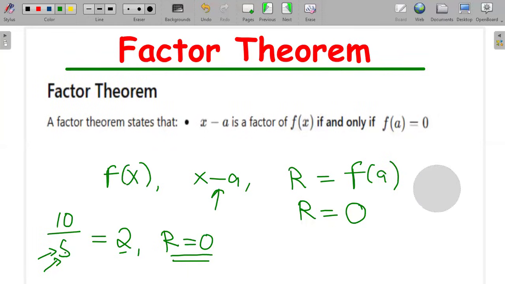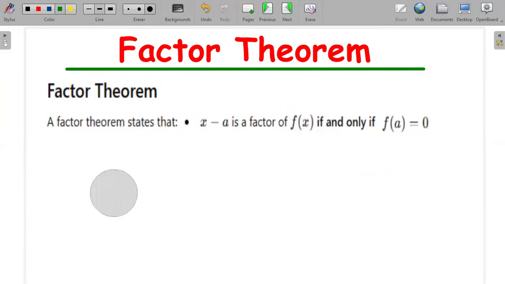So the factor theorem is just an extension of the remainder theorem, meaning that the remainder is just going to be 0. So you can state it mathematically like this. The factor theorem states that if x minus a is a factor of f of x, if and only if f of a is equal to 0.